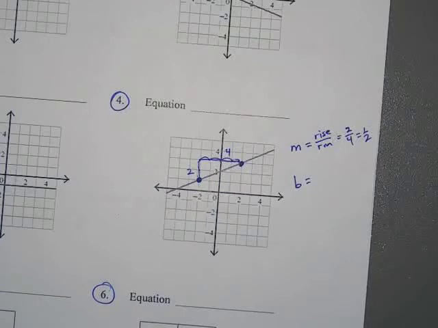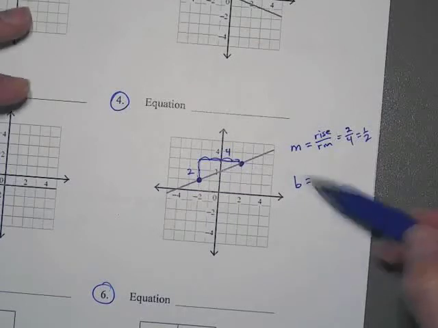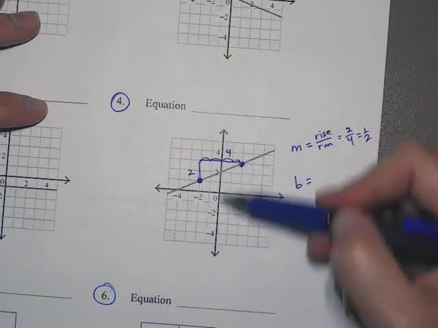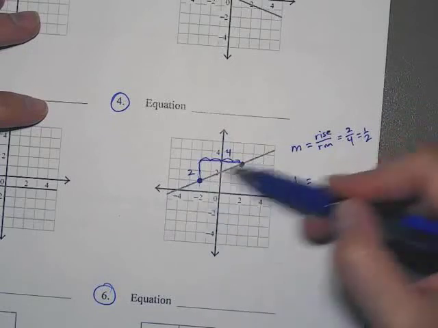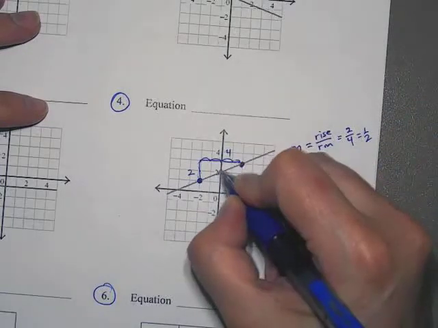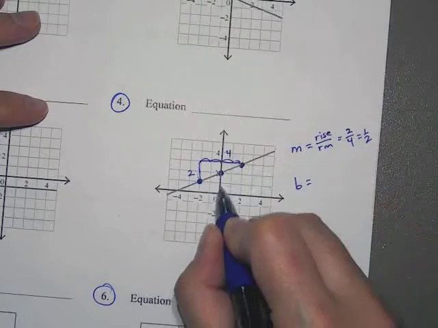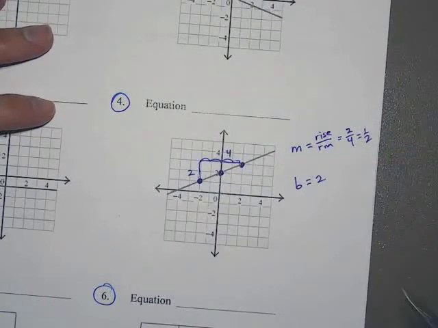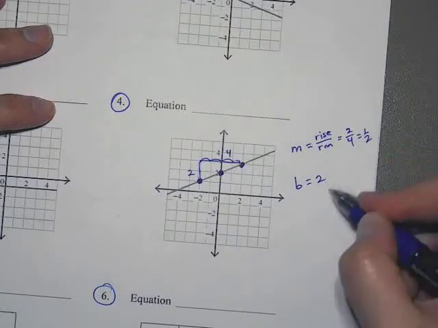Then the other thing we're looking for is the y-intercept. The y-intercept, b, is where we cross the y-axis. I see right here that my line crosses the y-axis at this dot, and this dot is up 2, so that is a y-intercept of +2. So we now have our slope and we have our y-intercept.